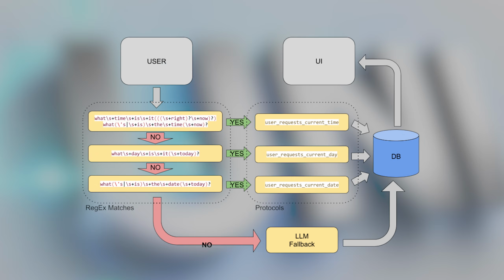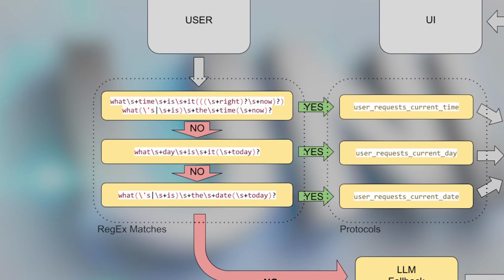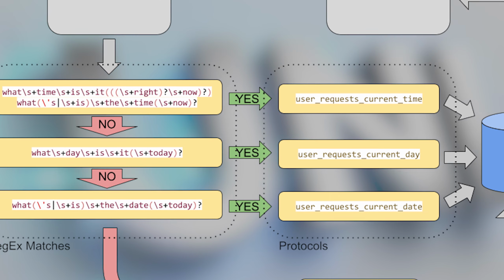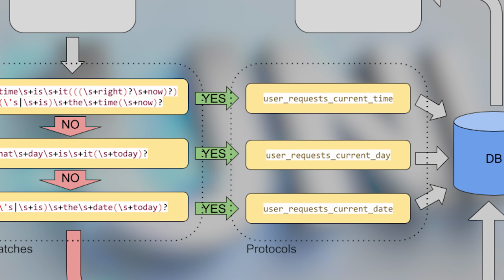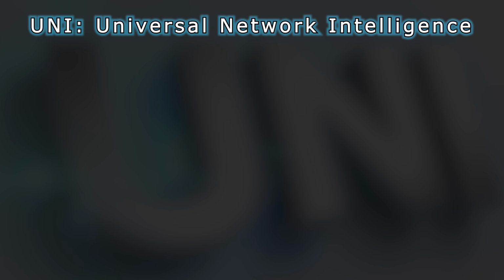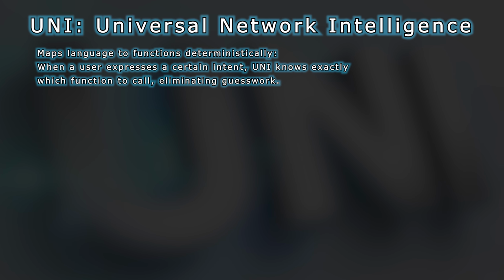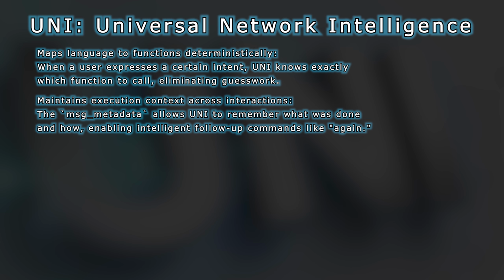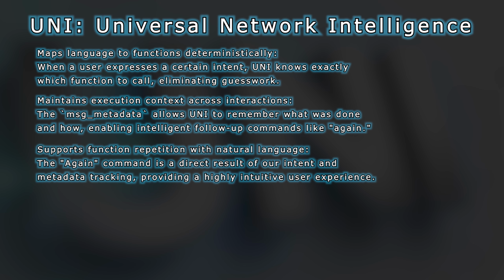The most profound architectural shift in Phase Delta is the establishment of the foundation for deterministic function protocols. This is exactly what our AIOS vision demands. The system now maps language to functions deterministically. When a user expresses a certain intent, Uni knows exactly which function to call, eliminating guesswork. Maintains execution context across interactions. The MSG metadata field allows Uni to remember what was done and how, enabling intelligent follow-up commands like "again." Supports function repetition with natural language. The "again" command is a direct result of our intent and metadata tracking, providing a highly intuitive user experience.